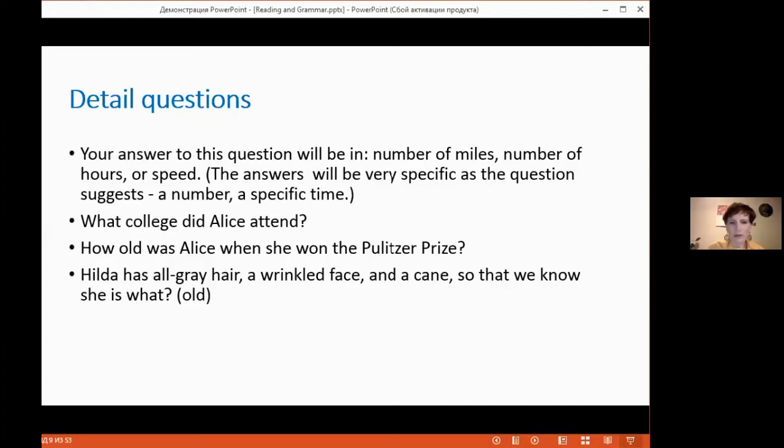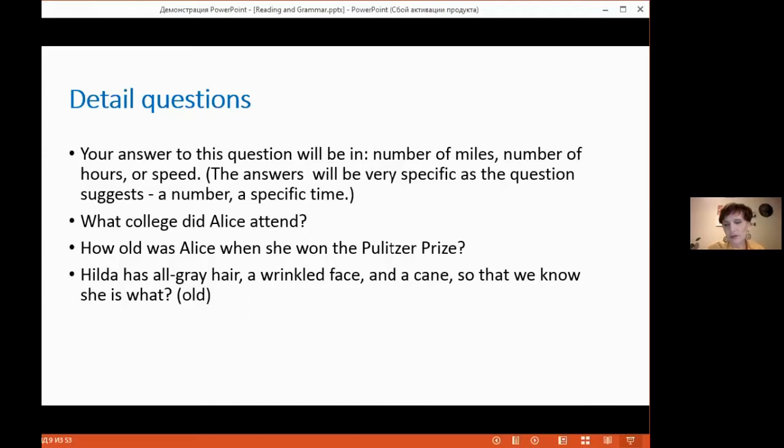So numbers, miles, hours of speed. What college did Alice attend? A specific name of the college. How old was Alice? The name, the number, her age, so that we know how old she is. Something very, very specific in the text.